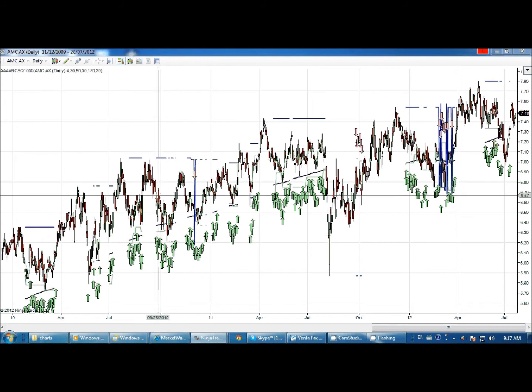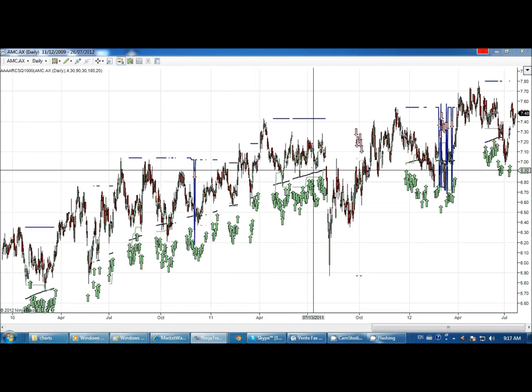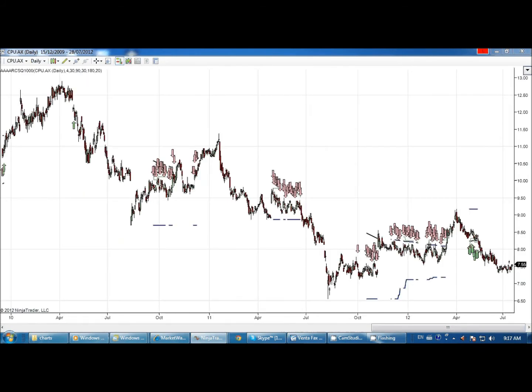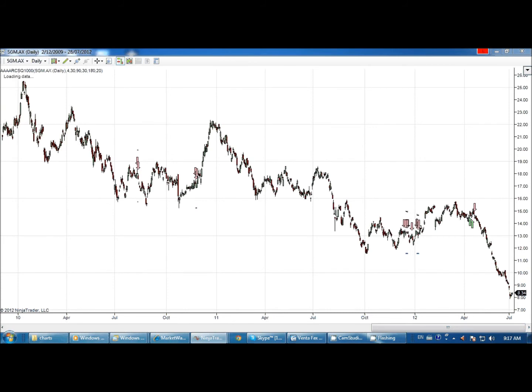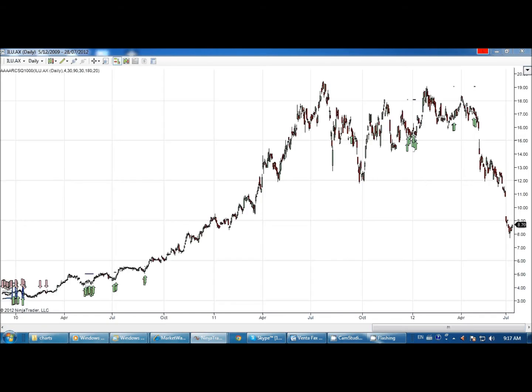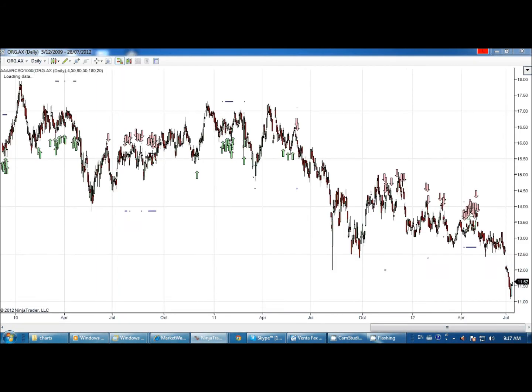Well, this one wasn't too bad. It kept giving you the buys in here. Worked out quite well. And that's about it. Yeah, here we go. Some nice patches of arrows. Not too bad. It's hard to get a good stock. Not like Forex.